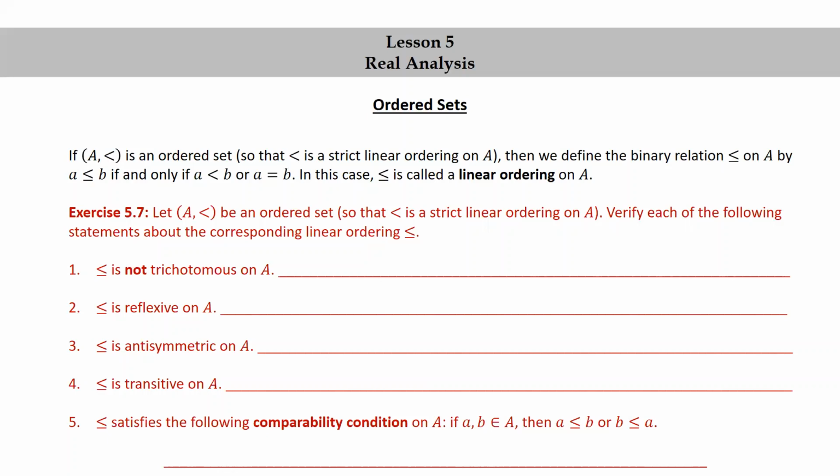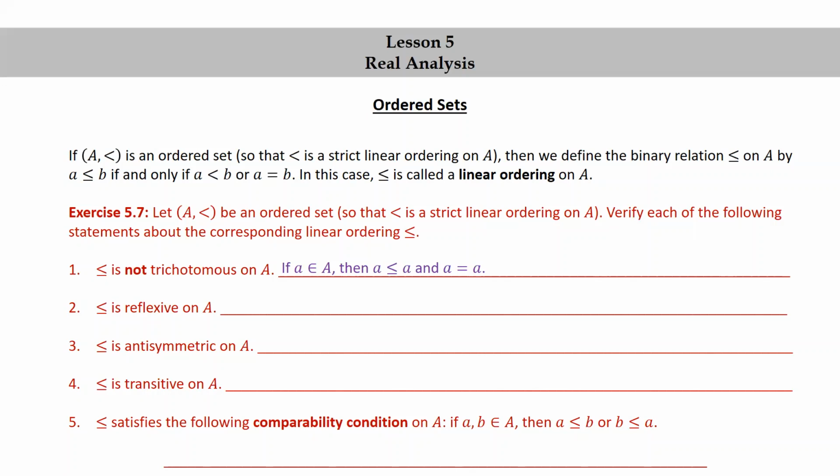One more exercise. Let (A, <) be an ordered set, so that less than is a strict linear ordering on A. Verify each of the following statements about the corresponding linear ordering less than or equal to. Go ahead and pause the video now, try this exercise yourself, and then resume the video to check all of your answers. Less than or equal to is not trichotomous on A. If a is in A, then a less than or equal to a and a equals a both hold.